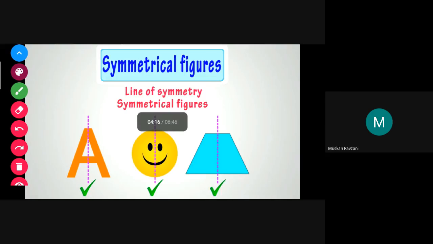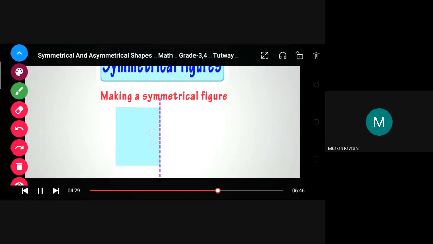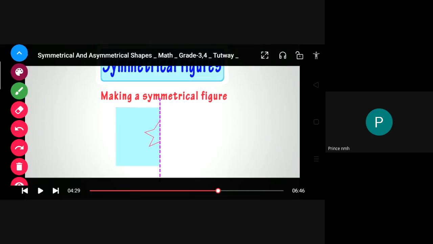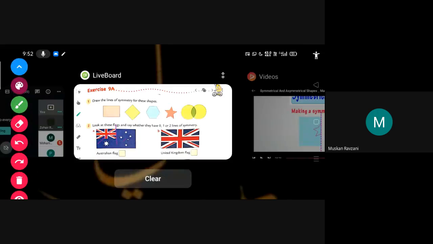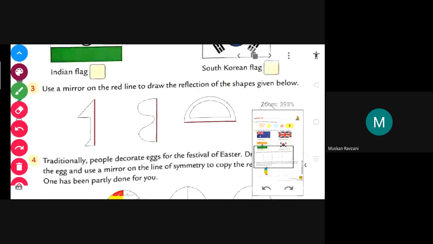So now you have learned in third standard making a symmetrical figure. The heading is changed: making a symmetrical figure. Means you have to complete it this way. My drawing is not good, so I'm just trying. Means we can sometimes do it using a mirror. In the textbook also I'm showing how it is given. In the textbook, question 3 is that you can see, use a mirror.